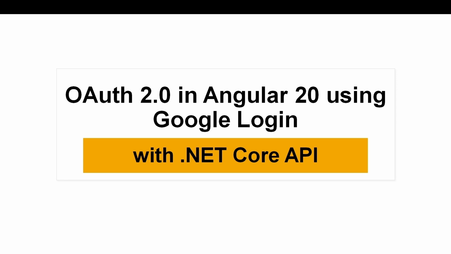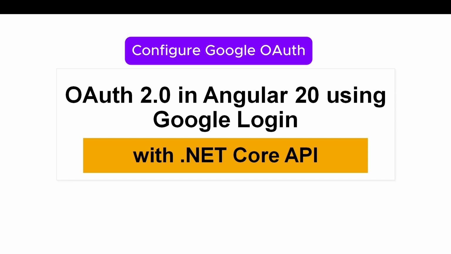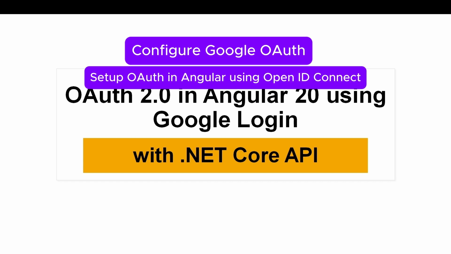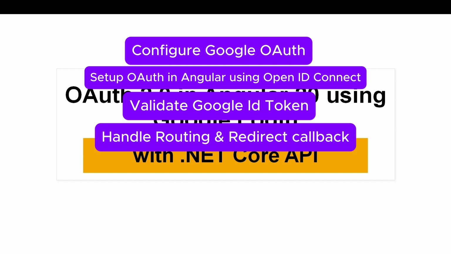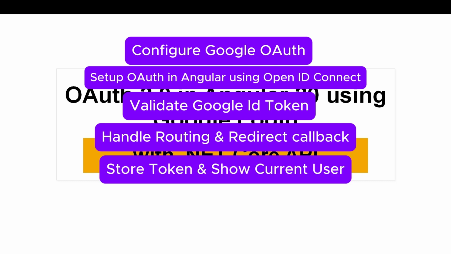We are going to implement OAuth 2.0 specifically using Google Login and integrate it into the same Angular 20 .NET Web API project. So in this video, we shall see how to configure Google OAuth in the Google Cloud Console, how to set up Angular OAuth to OpenID Connect, how to validate Google ID token safely on the .NET backend, how to handle routing and redirect callback in Angular, how to store token, show the current user in the UI and implement logout, and finally, how to test the whole flow in the browser.